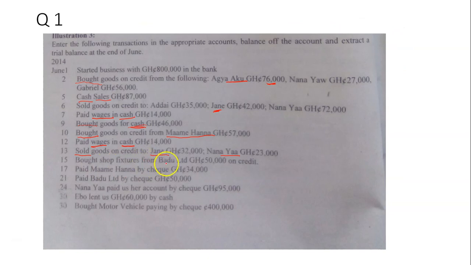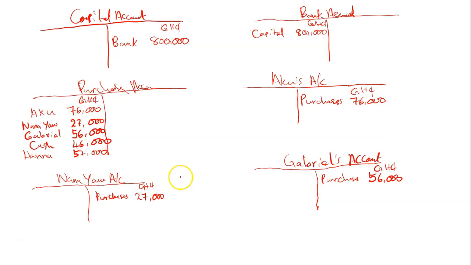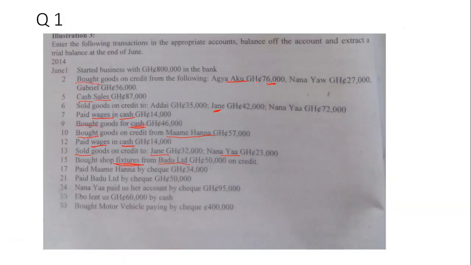Bought shop fixtures from Bedu Limited, 50,000 Ghana cedis on credit. So we should have fixtures account and Bedu Limited's account. Not purchases account, because this is not goods. So fixtures account and Bedu Limited account. So we create those two accounts. Fixtures account and Bedu Limited account. Now let's go back to the transaction.